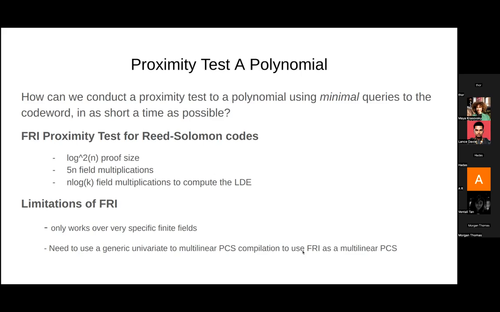But there are some limitations to FRI, which is that it only works over very specific finite fields, which I'll explain in a second. And you have to use a generic univariate to multilinear PCS compilation to use FRI as a multilinear PCS. Multilinear polynomial commitment schemes have some advantages over univariate polynomial commitment schemes. For example, linear time SNARKs are built for them. I believe they can have more expression in their circuits, which leads to more efficiency, especially for certain applications. So there's a reason to want multilinear polynomial commitment schemes, and there's some overhead to getting FRI to be one currently.